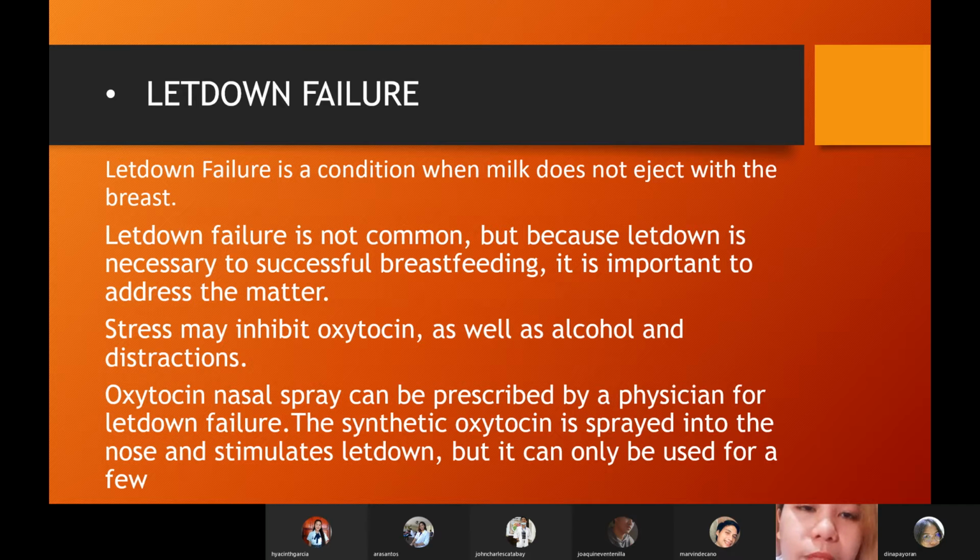Next problem is the letdown failure. So, who can read the definition of this letdown failure? Failure, the first sentence there. Can you please read it? Who wants to read it? Just raise your hand, class, so that you can have a recitation point.